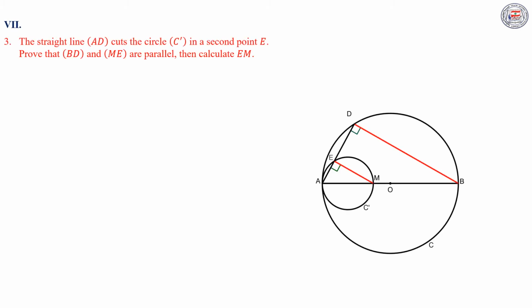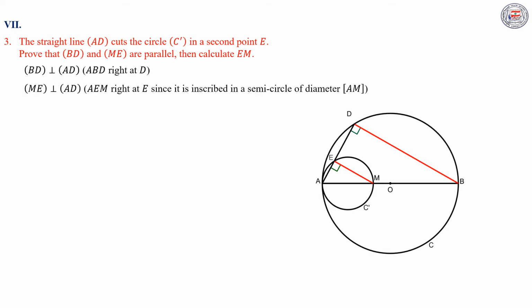In part 3, the straight line AD cuts the circle C' in a second point E. Prove that BD and ME are parallel, then calculate EM. We have BD perpendicular to AD since ABD is right at D. And ME is also perpendicular to the same line AD since AEM is right at E, since it is inscribed in a semicircle of diameter AM. We have two lines that are perpendicular to the same third line AD, then they are parallel. Therefore, BD is parallel to ME.